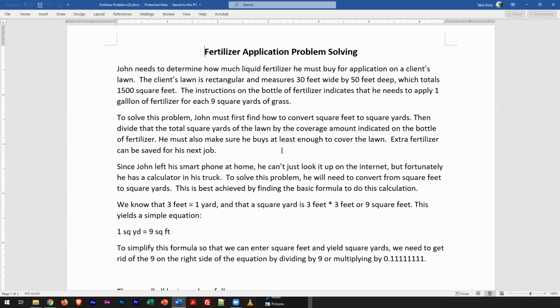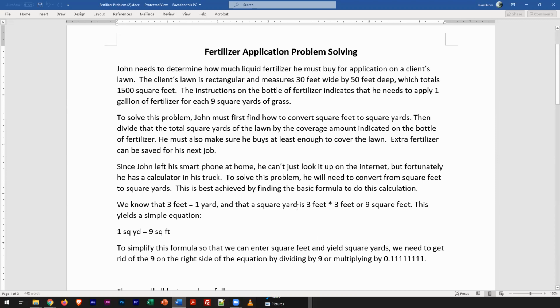Okay, so he didn't bring his phone with him, but he does have a calculator so he can do some of the math. But he needs to figure out the algorithm, or the method, or the sequence of steps, once you hear all those terminologies, on how you do that, right? And so he started with what we kind of did. We know that 3 feet equals 1 yard.